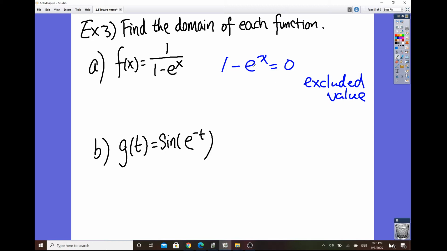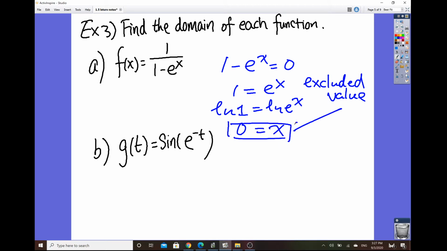Now you want to solve for x. So add e to the power of x on both sides, and then take the natural log on both sides. So what we got here is 0 equals x. Again, this gives you the restricted or excluded value. So that means the domain for this is from negative infinity to 0, union 0 to infinity. Again, 0 is not included because that would be the restriction.